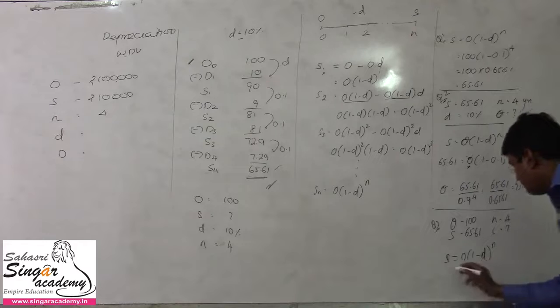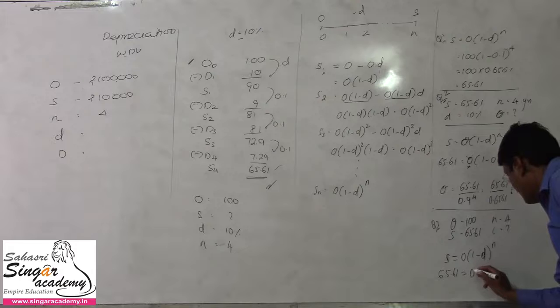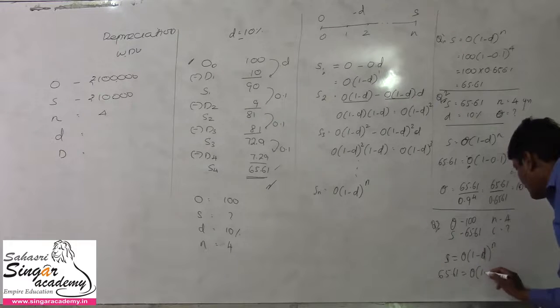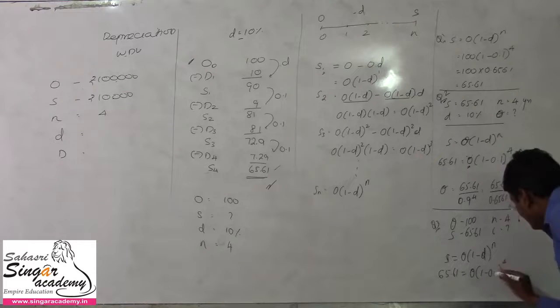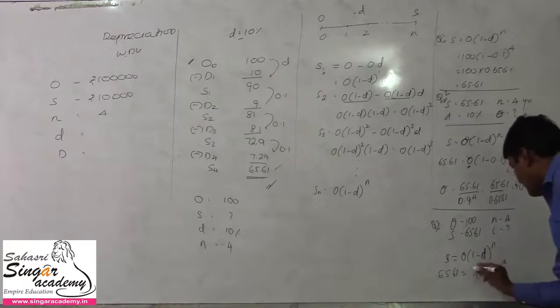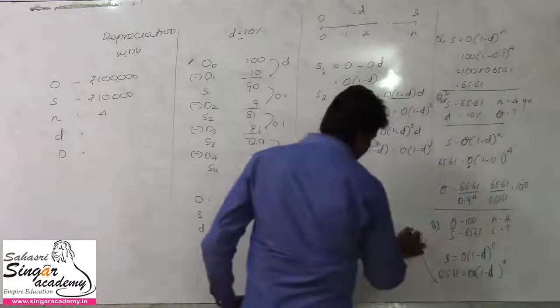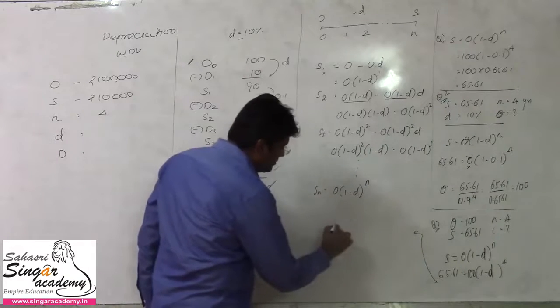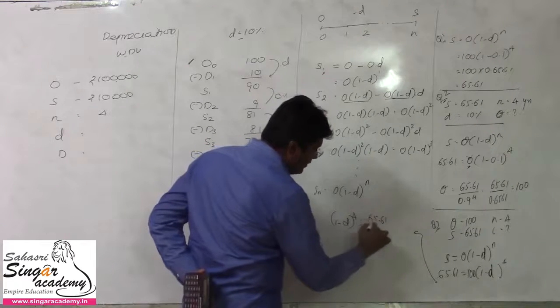If I substitute here, 65.61 is O into 1 minus D to the power n, with n as 4 years. Sorry, D I don't know. O I know, which is 100. Scrap value is 65.61, original value 100. 1 minus D to the power 4 we have to calculate. I will do this calculation here. 1 minus D to the power 4 is equal to 65.61 divided by 100.